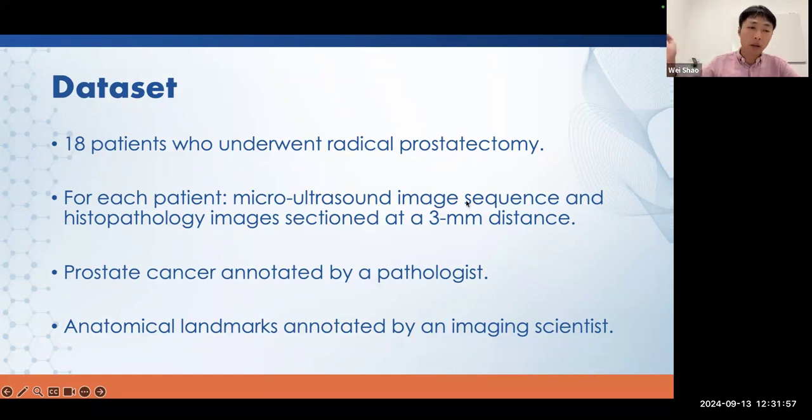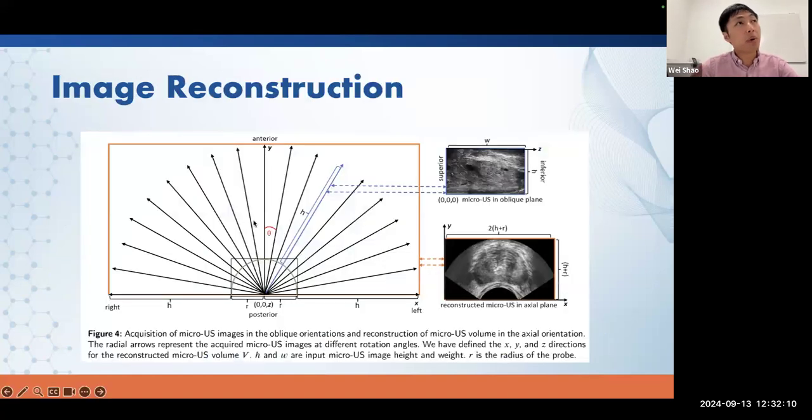They are acquired in the oblique plane from the left side to the right side of the patients. And those histopathology images are cut in the axial plane from the top to the bottom of the patients. So the first step is image reconstruction, because the ultrasound images and the histopathology images are acquired in different orientations. Our first step is to convert those microultrasound images acquired in the oblique plane into what we call the axial plane.